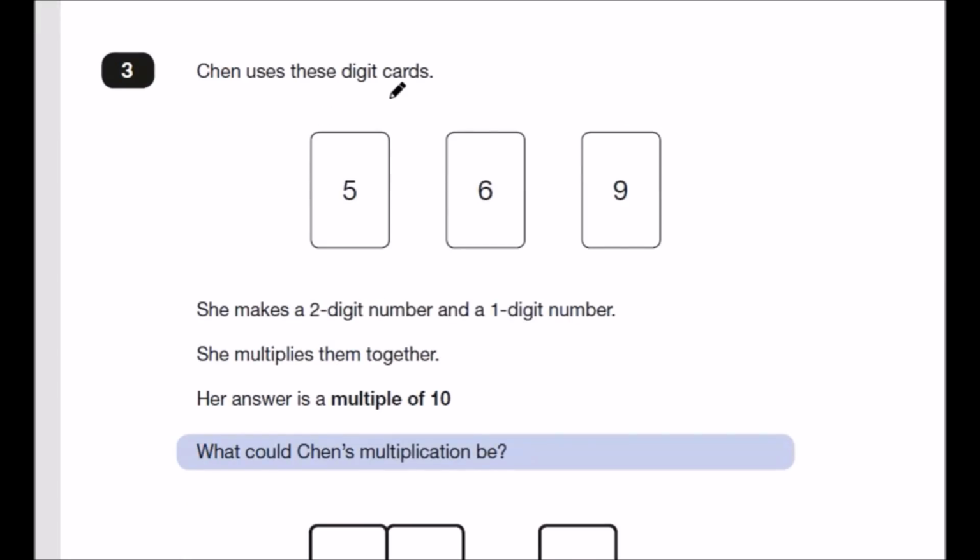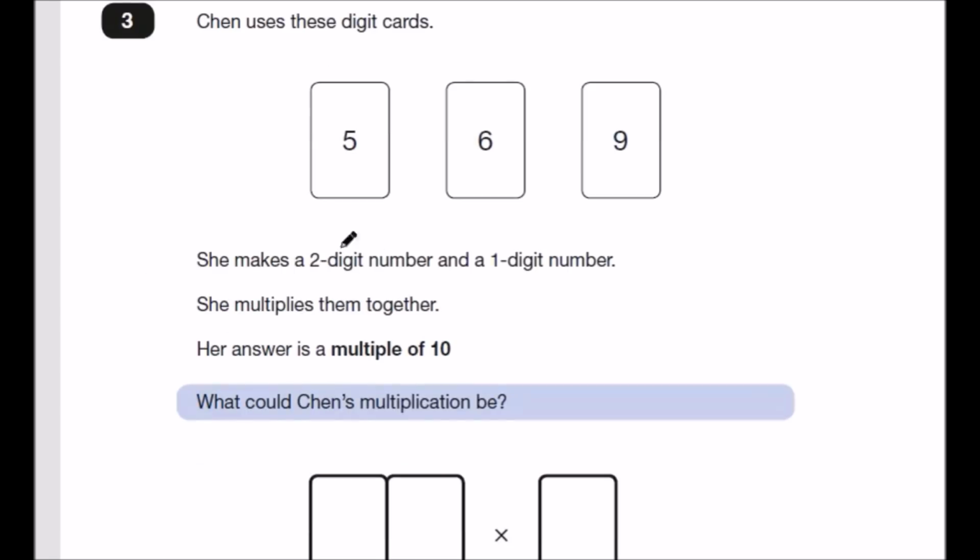Number 3. Chen uses these digit cards: 5, 6, and 9. She makes a 2-digit number and a 1-digit number. She decides to multiply them together, and the answer is a multiple of 10. So let's think about it. How do we get a multiple of 10?